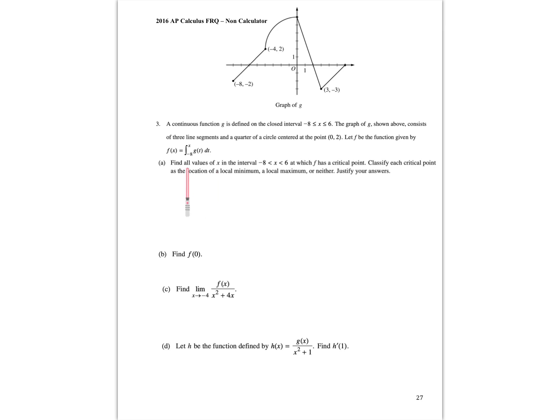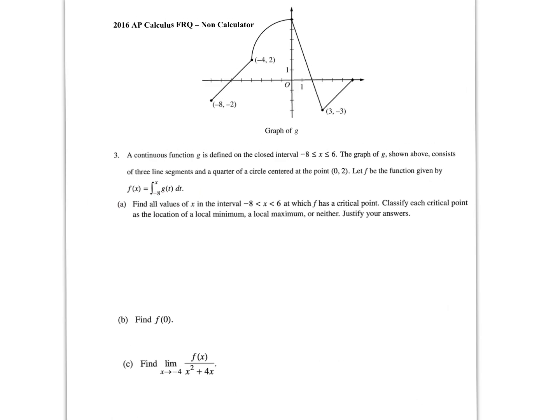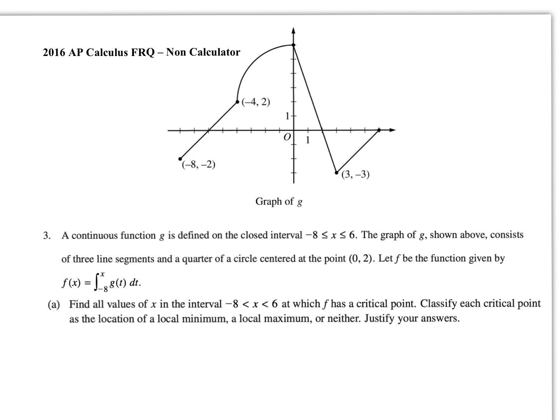So here we go. It says, here's what we got. We got a continuous function, g. G is above. And we got a quarter circle and then 3 line segments. And we know f is the integral from -8 to some value x. Find all the values of x where f has a critical point.